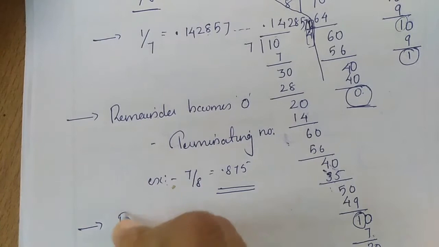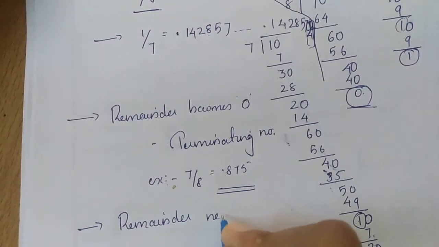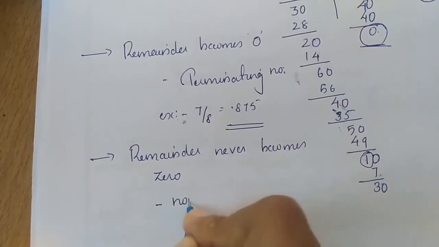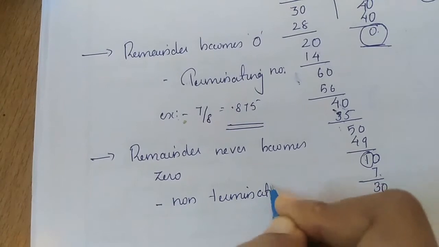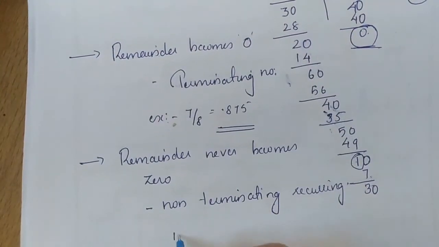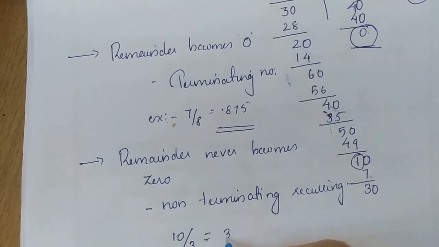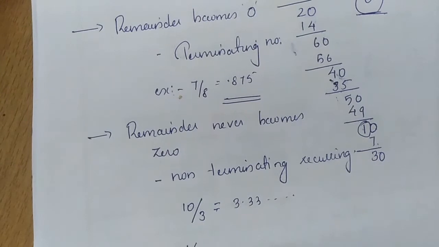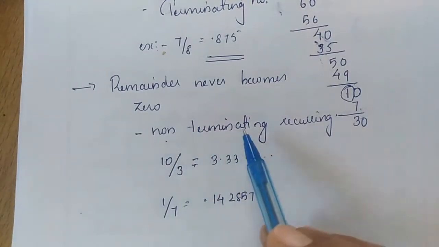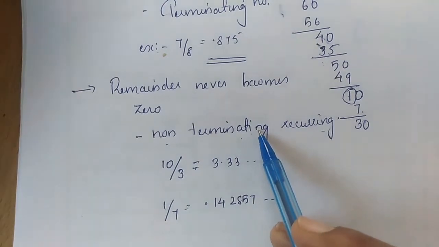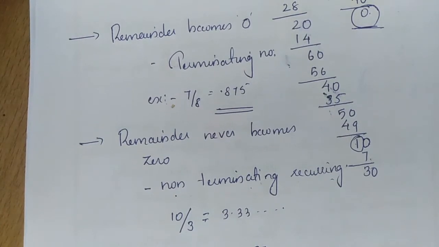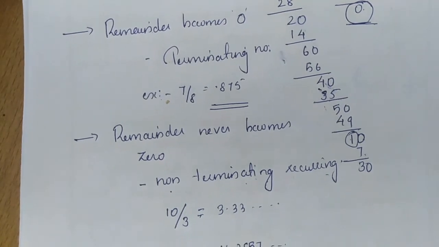And the second case, the remainder never becomes zero. Such numbers are called non-terminating. Recurring means repeating: non-terminating, repeating. The other two examples are under this category. 10 by 3 is equal to 3.33, etc. And 1 by 7 is equal to 0.142857, etc. These two are under the category non-terminating recurring, or non-terminating repeating. So when representing real numbers in decimal expressions, we can categorize them into terminating numbers and non-terminating recurring numbers.